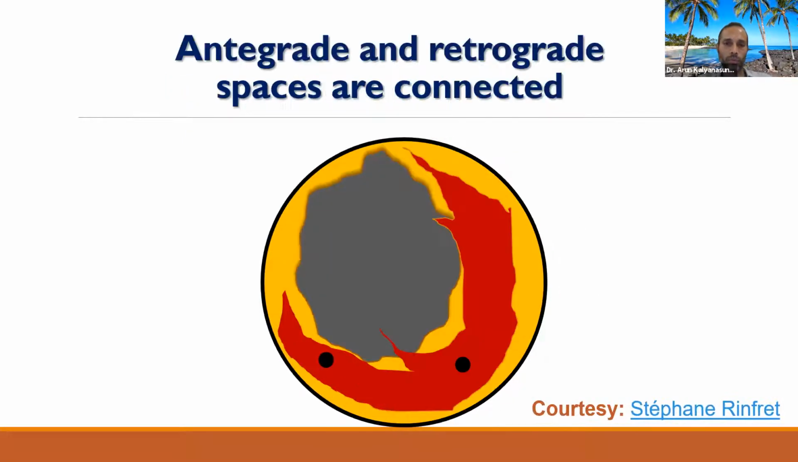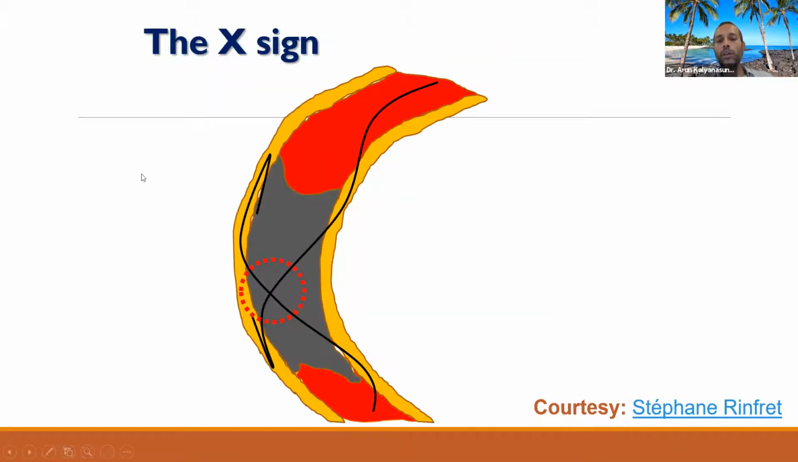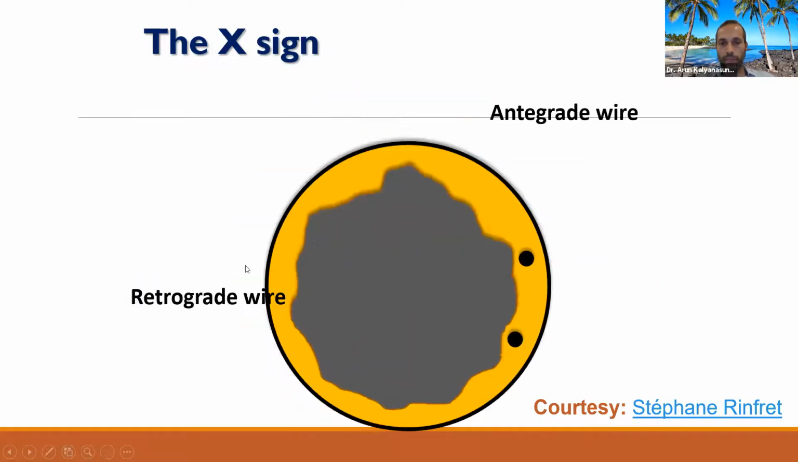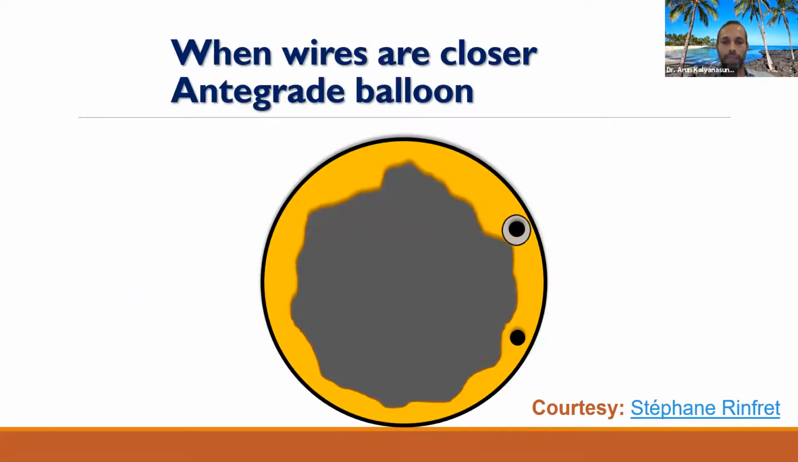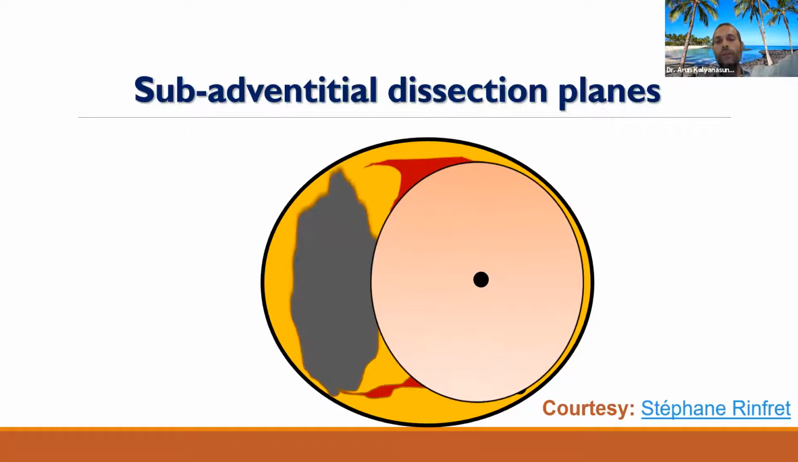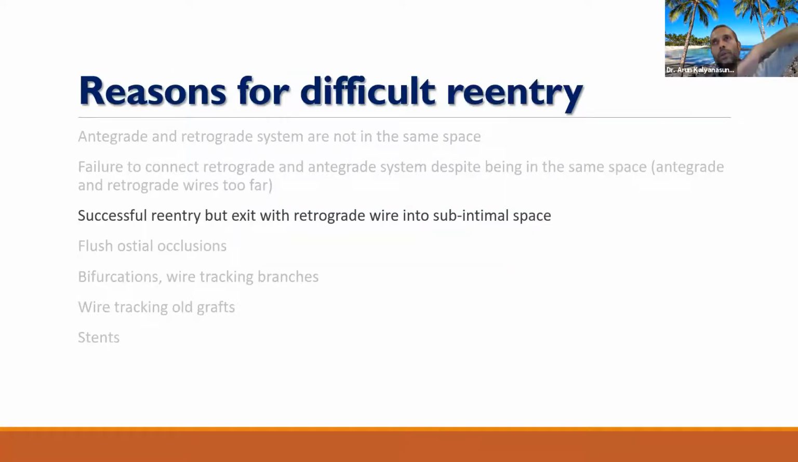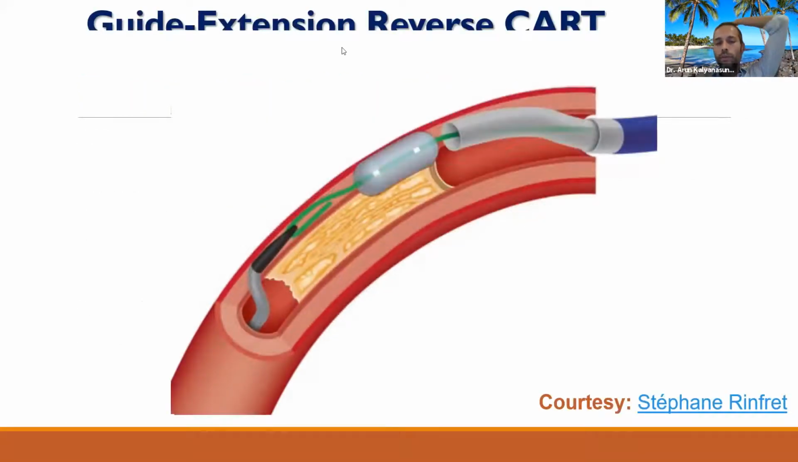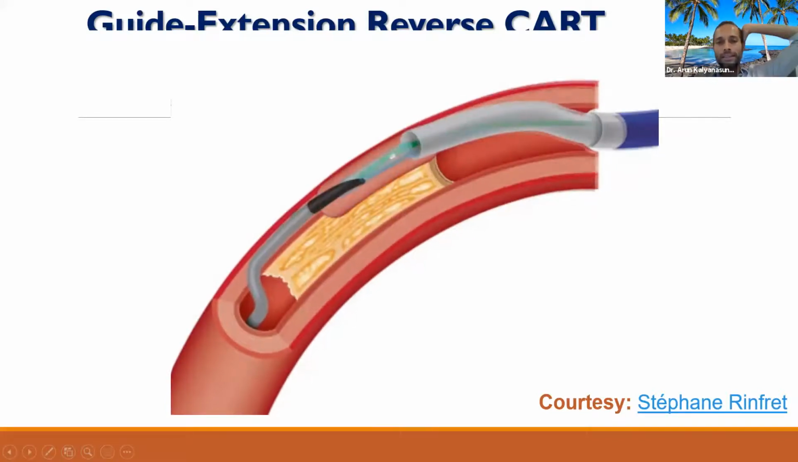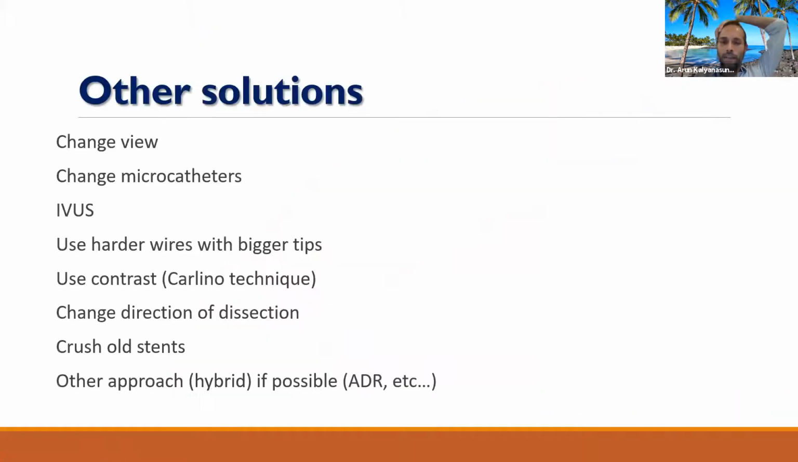A larger balloon makes it really easy because the spaces are connected. Go at the area where the wires are the closest because it's easy, right? So you don't want to go when it's super far. And again, bigger balloon, go for the closest part, use a harder wire. What do you do when you've re-entered but still gone back into the subintimal space? A guide extension over the wire makes it easy. Like I said, this should be your default if you can.